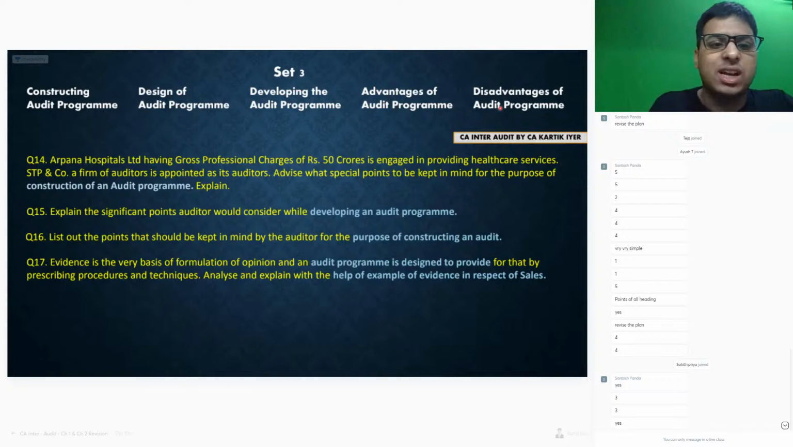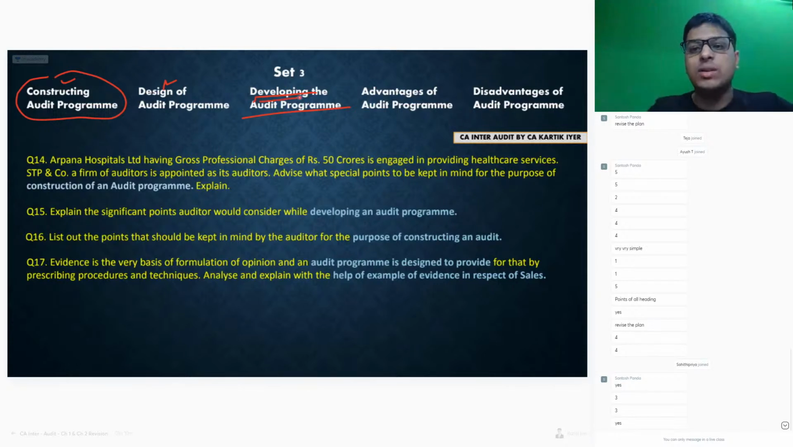Set 3 is very simple. See, constructing the audit program, designing the audit program. When you actually develop the audit program, this is when you are thinking of making the audit program, that is constructing in your mind. This is developing the audit program actually. Then you have the advantages of the audit program, and finally you have the disadvantages of the audit program.